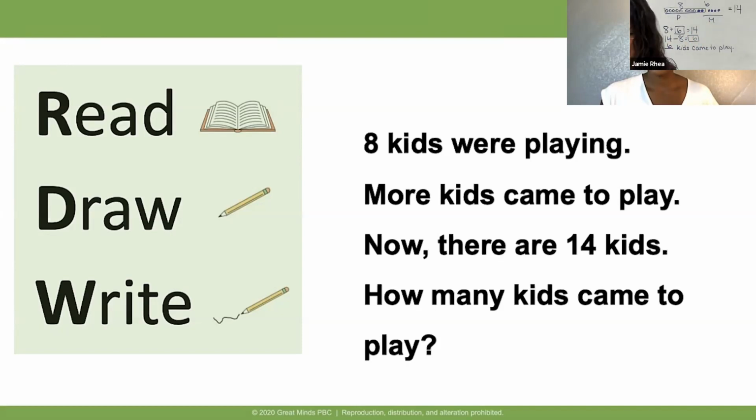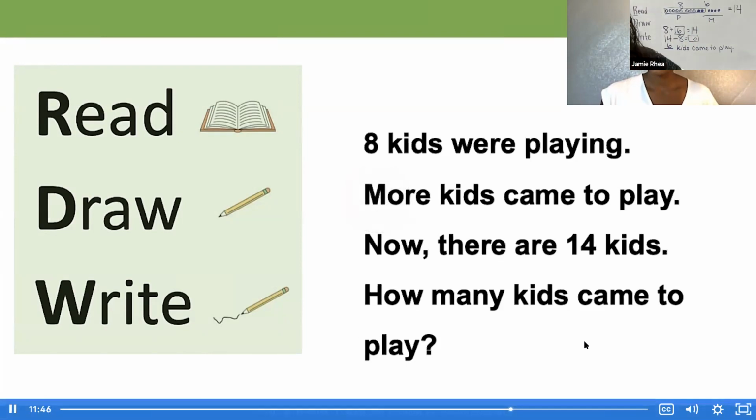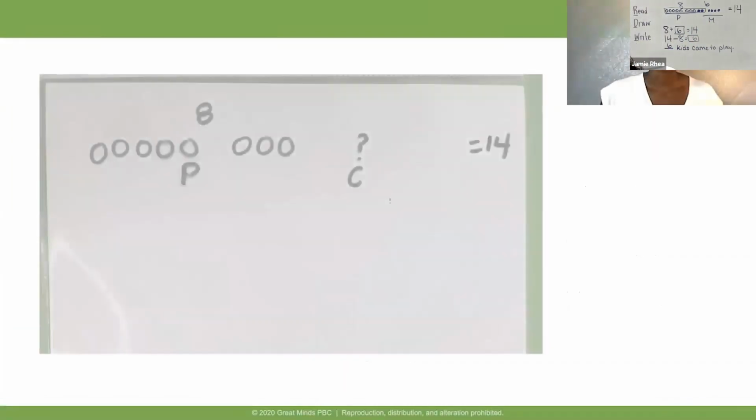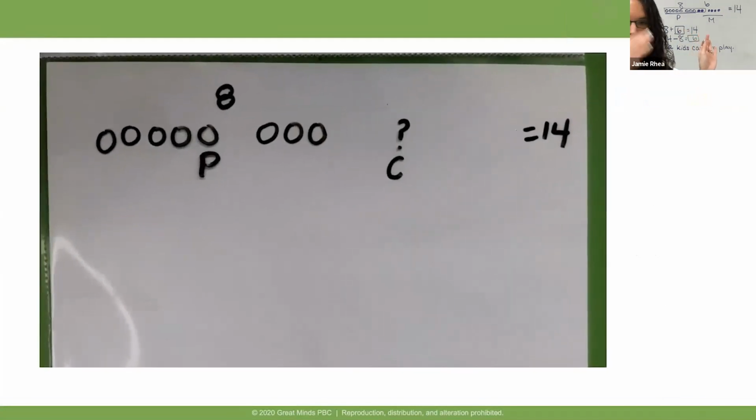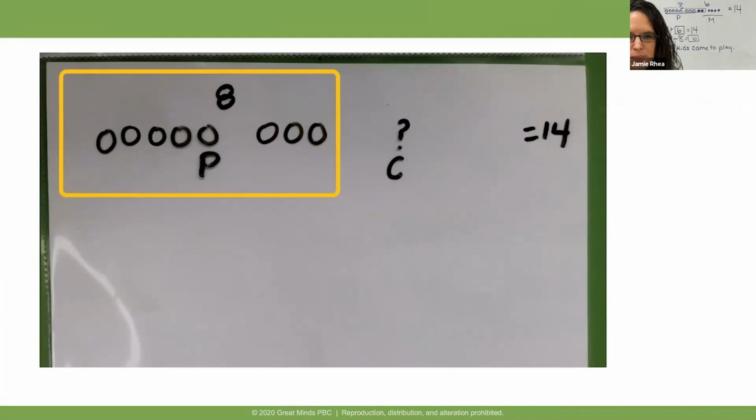All right, let's push play and see if we're right. This is my drawing. What does my drawing show you? It shows that there are 8 kids playing at the playground, some more came, and there were 14 total. I think I see what you see. I see 8 kids here. And I see more kids are here, and we don't know how many more yet, so there's a question mark. That's smart. And then my label here says there are 14 kids in all. My drawing helped me see what is missing.